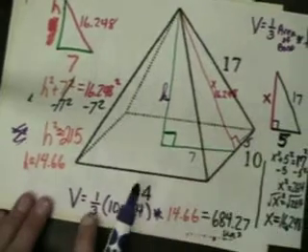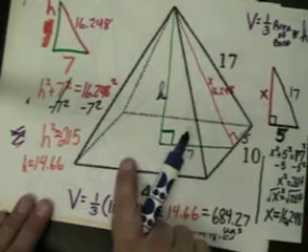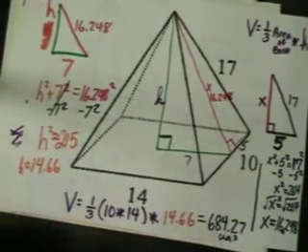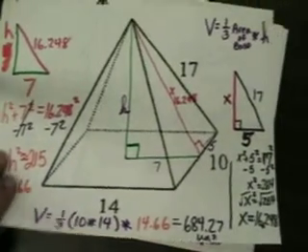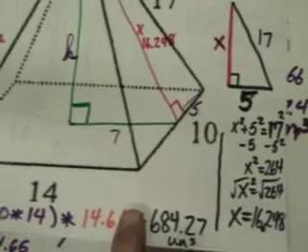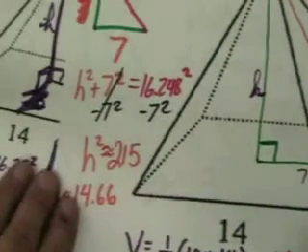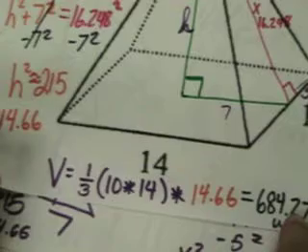Then I plugged in the formula 1/3 the base, which is 10 times 14, times the height, which I found to be 14.66. I got 684.27. Okay, zoom in just one moment so you can see there's the calculation for that. There's the calculation for that piece right there. There's the calculation for that.